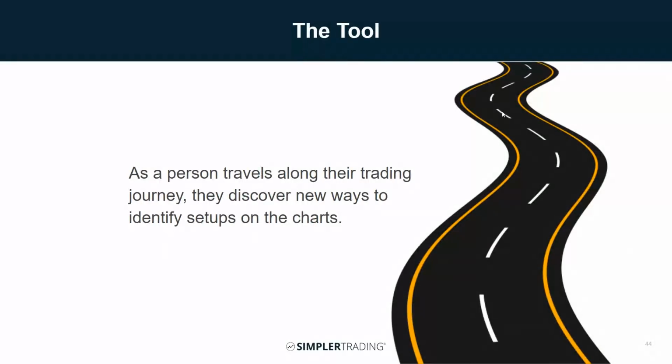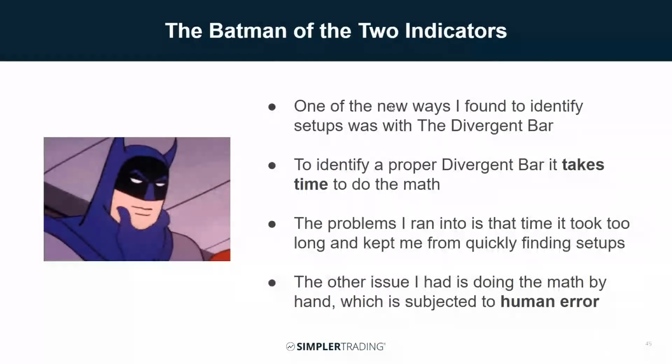As a person travels along their trading journey, right, they discover new ways to identify setups on the charts. And so the first one, the Batman of the 2 indicators, is the divergent bar. And it was one of the new ways I found to identify a setup. And to identify a divergent bar, it takes time to do the math. And the problem that I personally ran into is at the time it was too long, right, to sit there and do all the math. So it kept me from finding setups quickly and being able to go through as many charts as I'd like to determine if it was valid or not. And the other issue, of course, is I had to do the math by hand, which is subject to human error. And, personally being dyslexic myself, it's very easy for me to quickly try and look at a number.